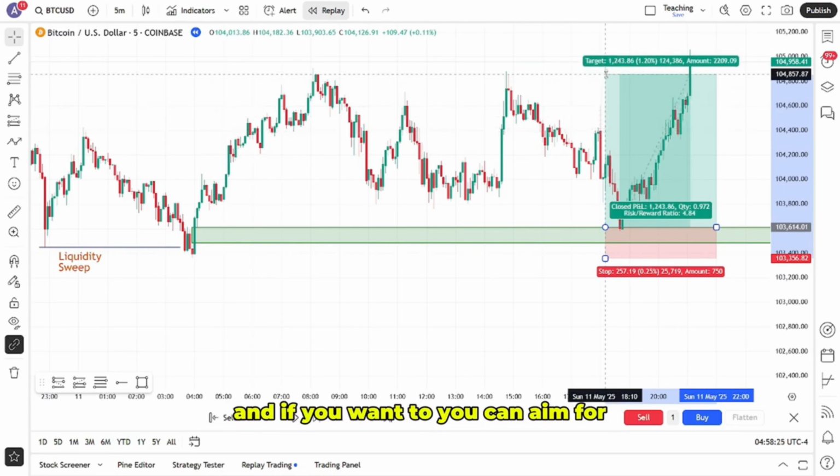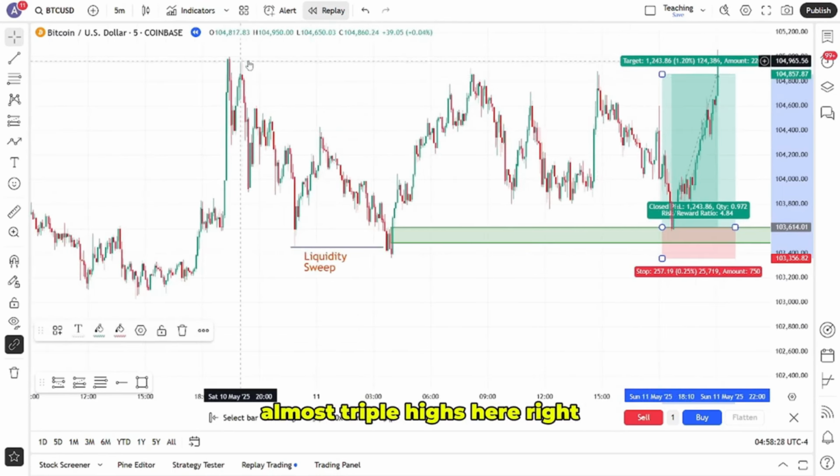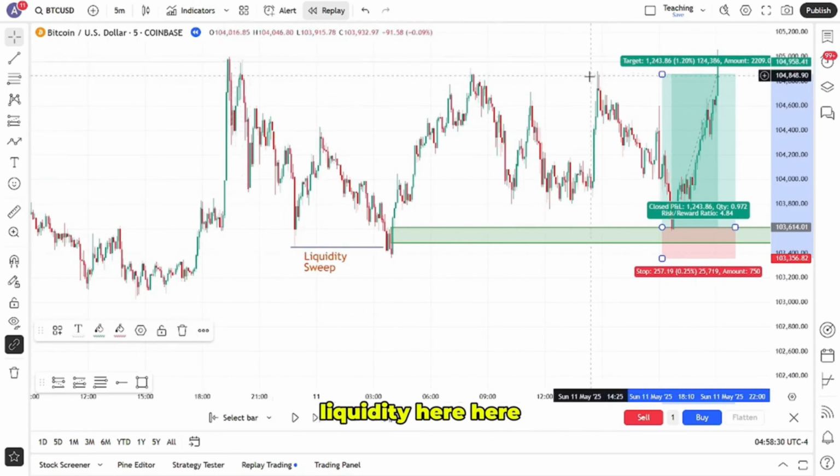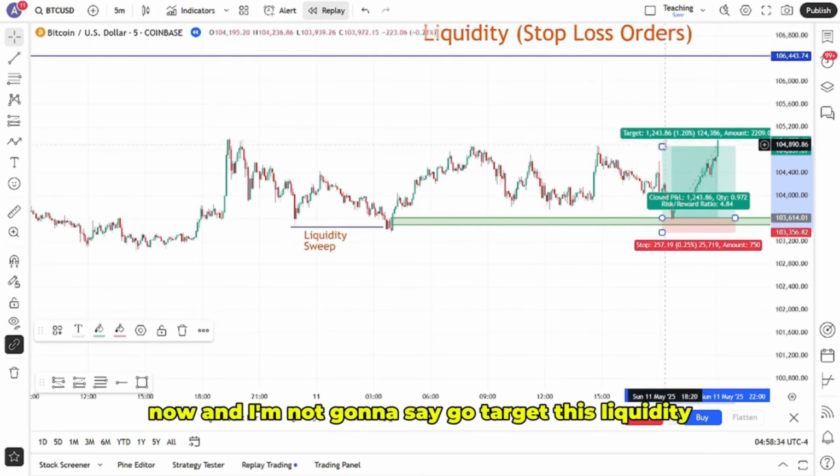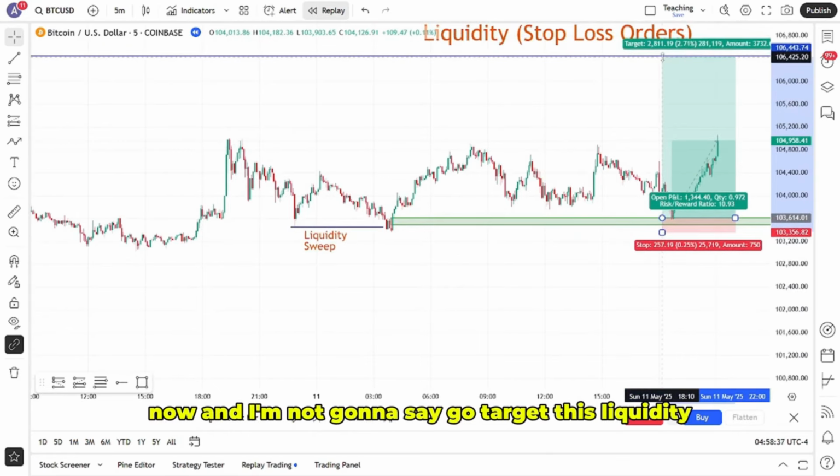If you want to, you can aim for, look at this, almost triple highs here, right? Liquidity here, here, and here. But the key thing is we're trading in the overall direction. Now, I'm not going to say go target this liquidity, especially not as a day trader.